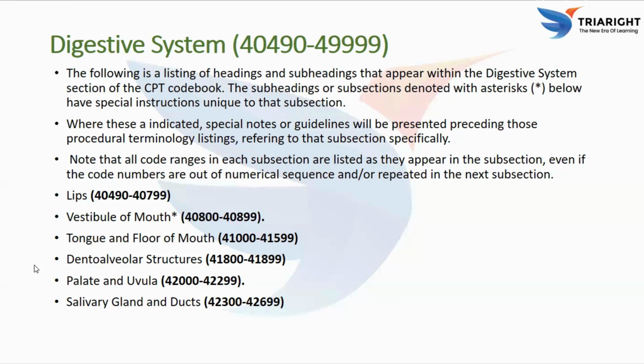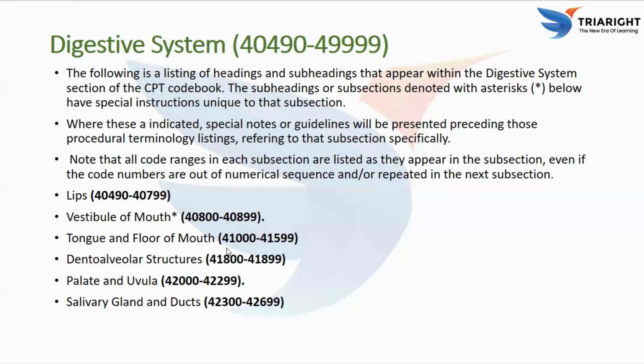So what are the subsections in the digestive system? The first subsection is lips. The code ranges are from 40,490 to 40,799. They include procedures like biopsy of lip, excision of lip, and also the repair of lip defects. Second is vestibule of mouth. This is the area between the lips or cheeks and the teeth. Here there is an asterisk, which denotes that special rules apply whenever coding vestibule of mouth procedures. Common procedures under this category are incision and drainage and also lesion excision.